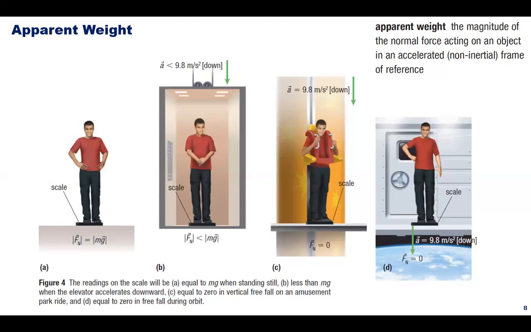On a free fall ride at an amusement park, the acceleration of the ride is equal to g. And the normal force is 0, which is shown here in figure 4C. Thus, the scale will read an apparent weight of 0. Similarly, an astronaut aboard the International Space Station is constantly in free fall. Therefore, the normal force acting on the astronaut is actually 0, which is shown here in figure 4D.